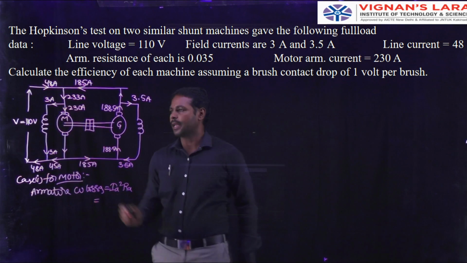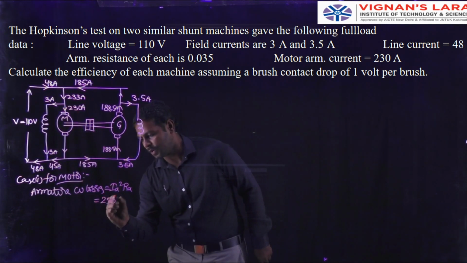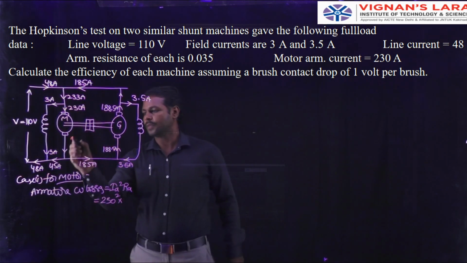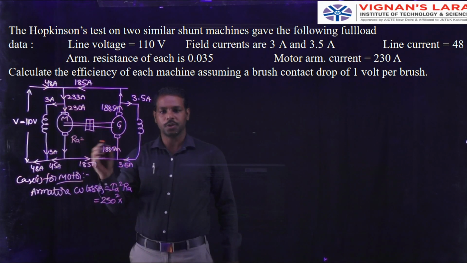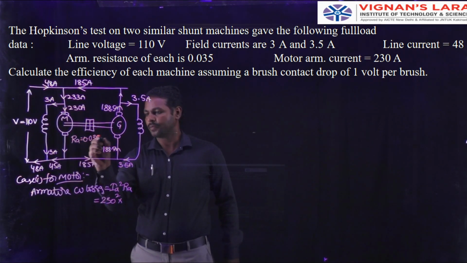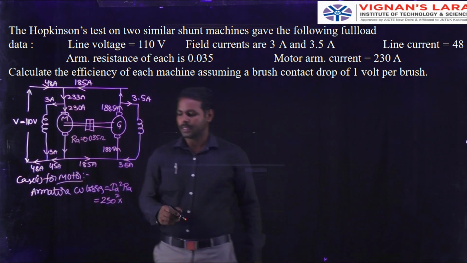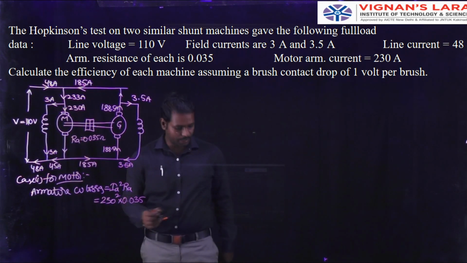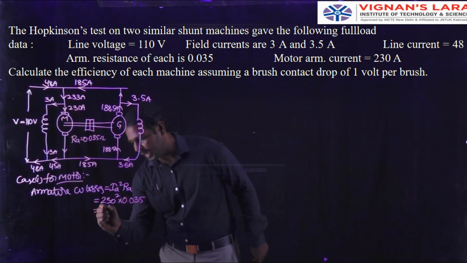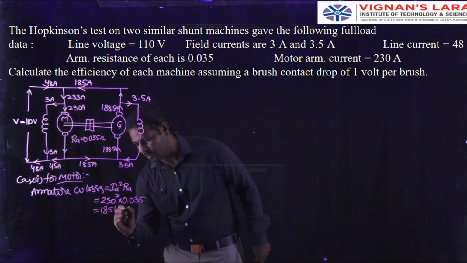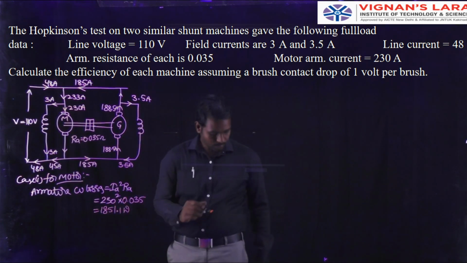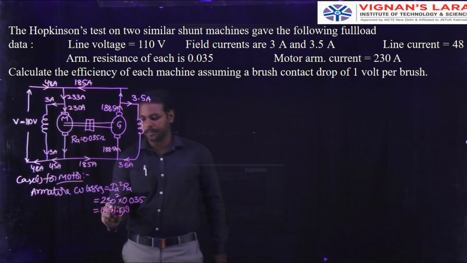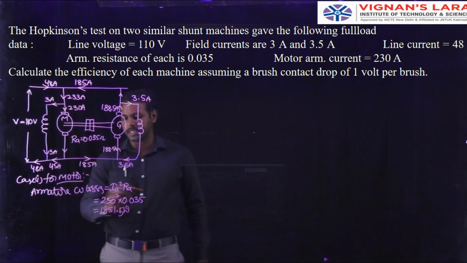So Ia square into Ra: Ia square is 230 square, into the armature resistance of each machine, Ra, which is 0.035 ohms, which is equal to 1851.5 watts. So these are the armature copper losses.